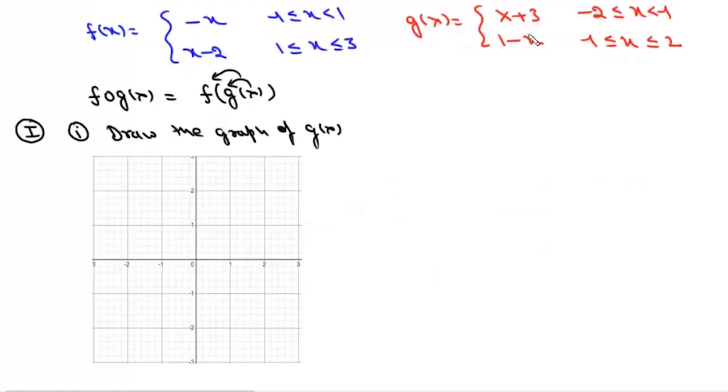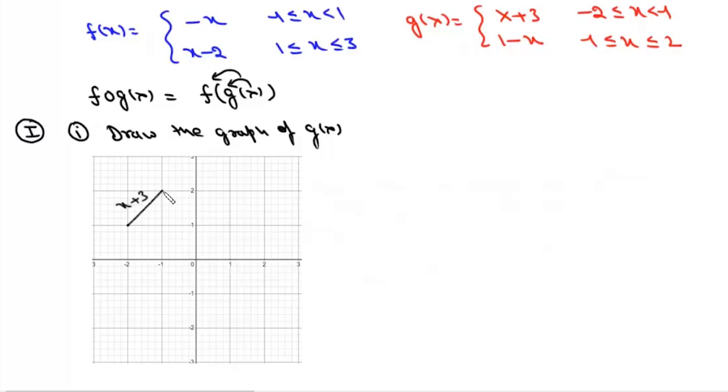Now g(x) is x plus 3 when x lies between minus 2 and minus 1. So between minus 2 and minus 1, this is x plus 3. Now if we put x as minus 2, this value is 1. And if we put x as minus 1, this value is 2. So this is a straight line. So this function is x plus 3.